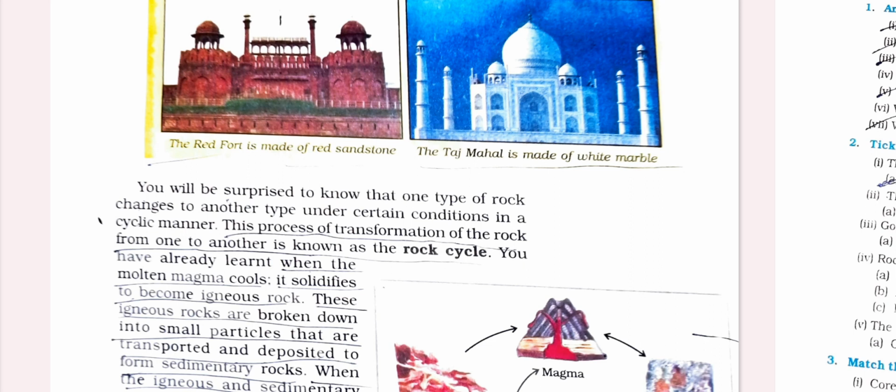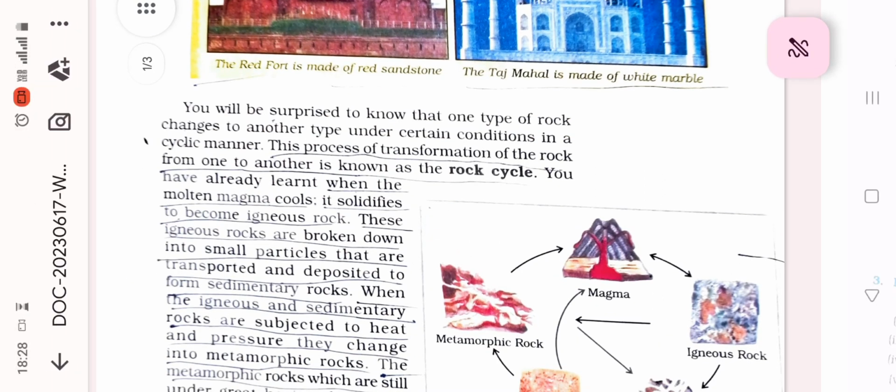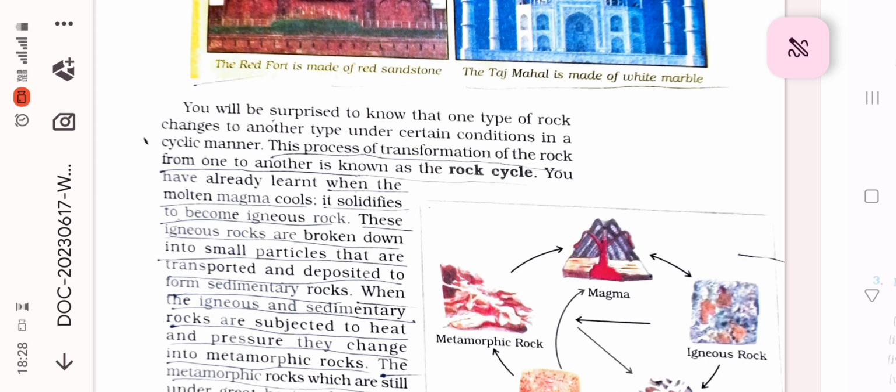The large igneous rock is broken into small fragmented portions. That particular portion of the igneous rock is called sedimentary rock. And in the sedimentary rock, you have the fossils. Can you recall?